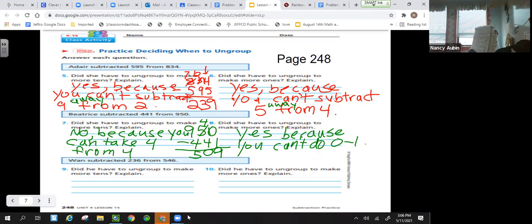Minus 6, 4 minus 3. Why are you doing this? Guys, do not just cross things out unless you have to, otherwise you're going to get the wrong answer. Did you have to ungroup at all?